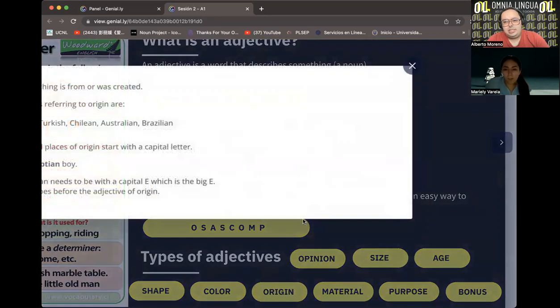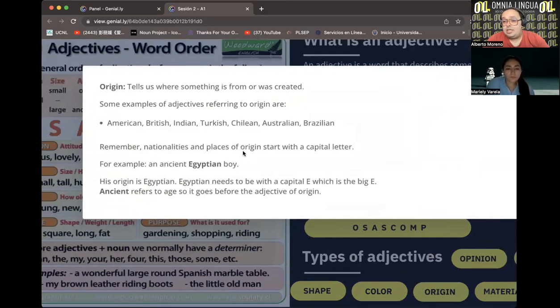Then we have the origin, and the origin is something you already know. Those adjectives tell us where something is from or was created. Some examples of adjectives referring to origin are American, British, Indian, Turkish, Chilean, Australian, Brazilian, Mexican. It's like the nationality. Remember, nationalities and places of origin start with a capital letter, always, even if they are in the middle of the sentence. For example, an ancient Egyptian boy. Egyptian is with a capital E because it's the nationality and also an adjective of origin. Ancient refers to the age, so it goes before the adjective of origin.